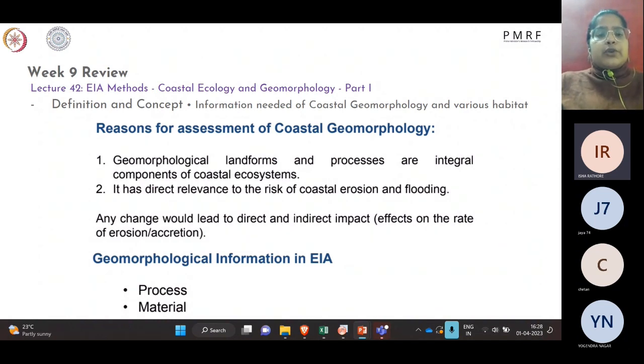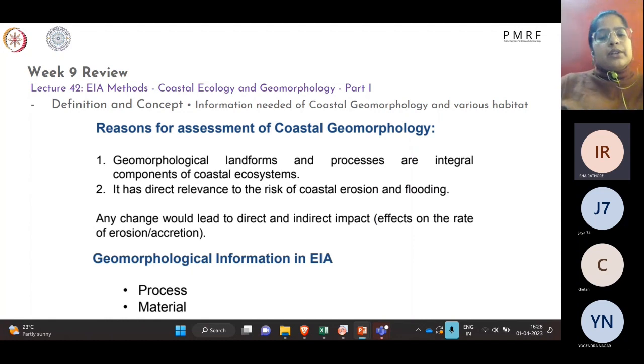And then in terms of the information needed on coastal geomorphology and various habitats, you have to have reasons for doing an assessment on coastal geomorphology. So again, these are done in regions where geomorphological landforms and processes are integral to the coastal ecosystems, and when there is a direct relevance to the risk of coastal erosion and flooding happening because of the project. And any change which can lead to direct or indirect impacts is considered in this case.